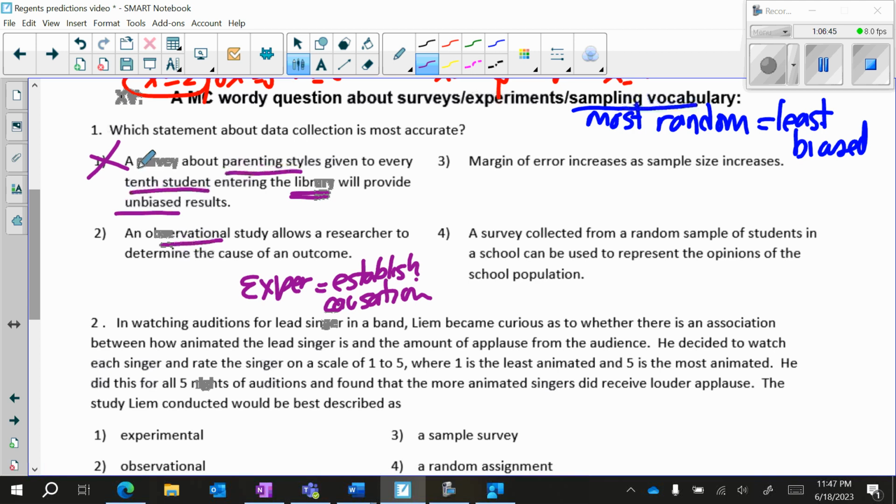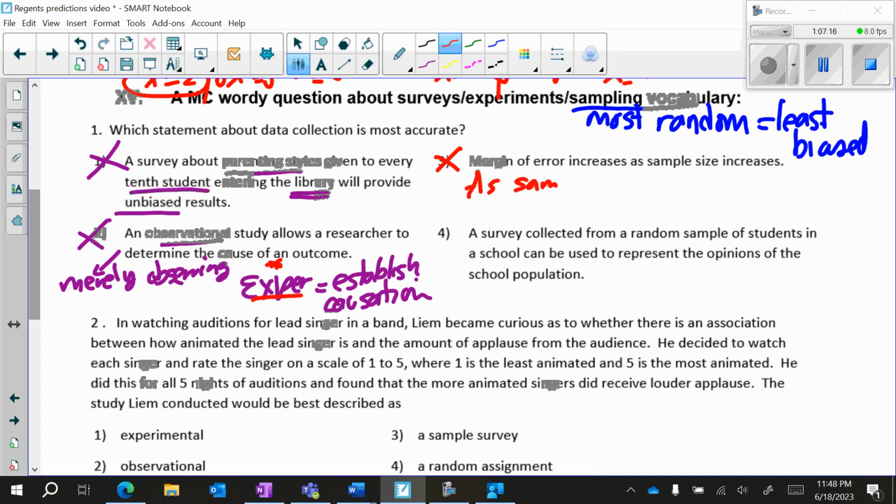An observational study allows a researcher to determine cause and effect. That's not true. An observational study is merely observing and analyzing what you see, but you're not giving treatments to those involved. So you cannot establish causation. You can only establish correlation. Only in an experiment can we establish causation. So 2 is out. Margin of error increases as sample size increases. This is false. As the sample size increases, margin of error decreases. So the answer should be 4.